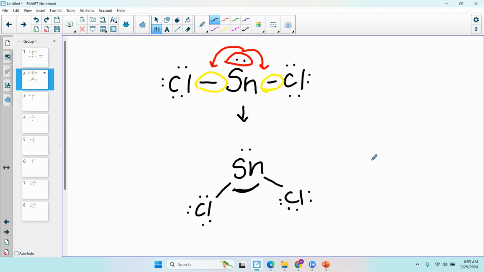So this is called bent. And you would redraw it in a way that actually looks like that lone pair is acting on those bonding pairs. So the bond angle is just less than 120 degrees. Okay, bent, less than 120. I have one lone pair pushing down those 2 bonding pairs.